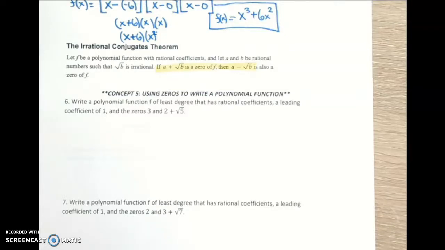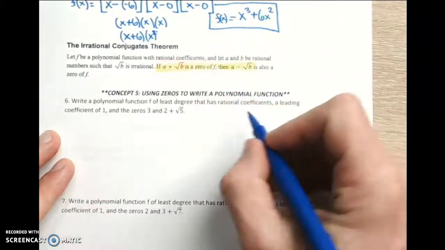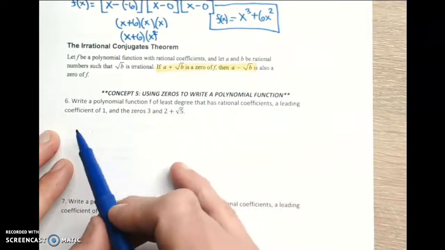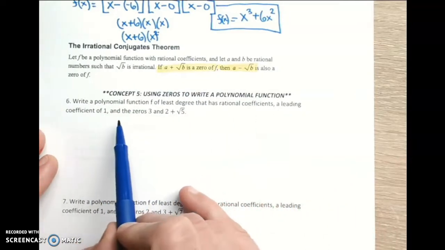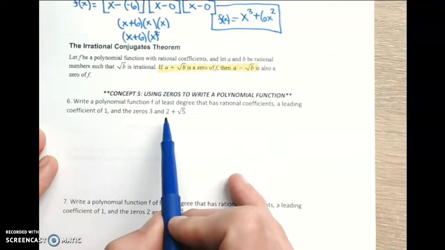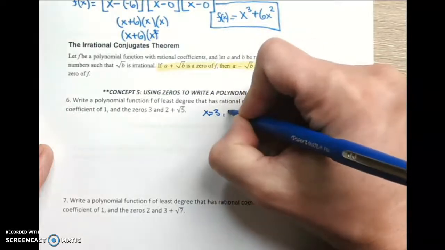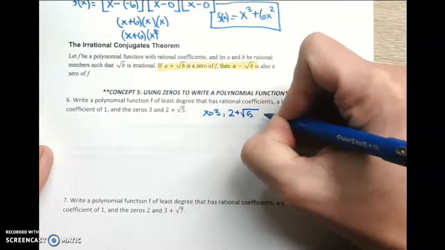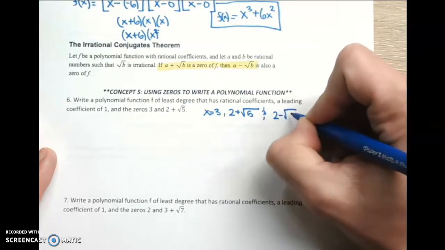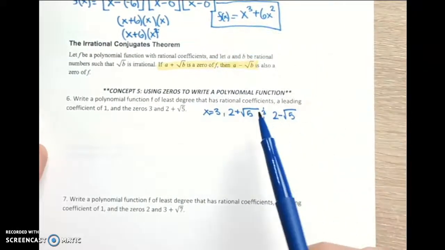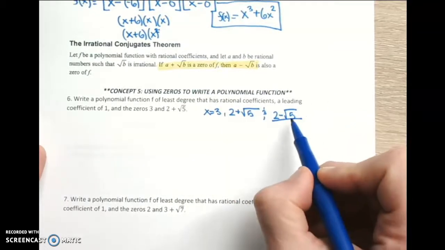So here we go. In this one, using the zeros to write the polynomial function: a polynomial function of at least degree 3 with rational coefficients, a leading coefficient of 1, and zeros of 3 and 2 plus the square root of 5. So x equals 3, right? x equals 2 plus the square root of 5. And you have to add x equals 2 minus root 5. That's what this irrational conjugate theorem is. If we have 2 plus root 5, you have to then add 2 minus root 5.